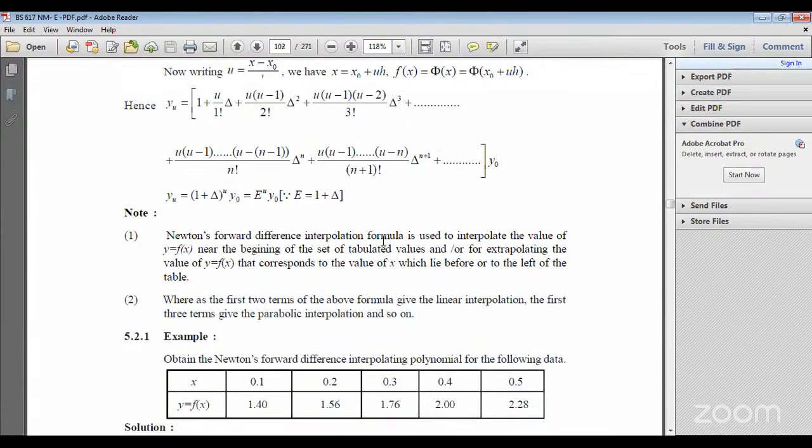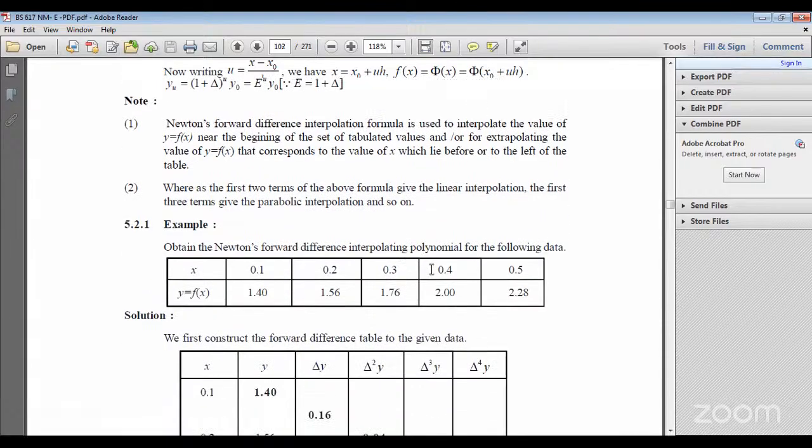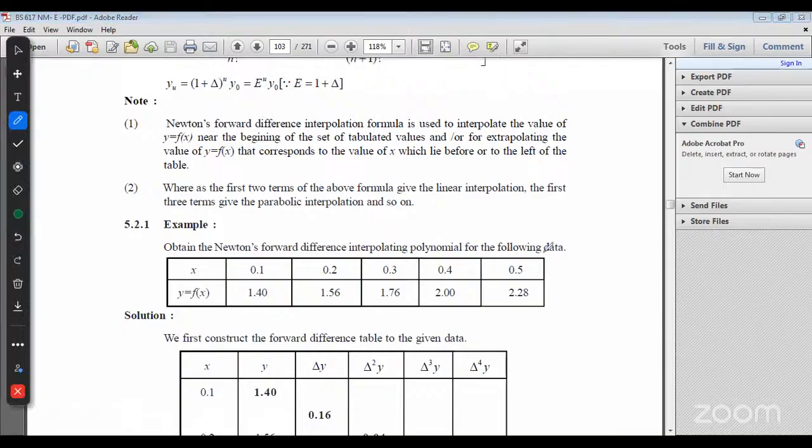So therefore Newton's forward difference interpolation formula is used to interpolate the value of f(x) near the beginning of the set of tabulated values, that is for values of x which lie before, at the left of the table. Suppose we take one table here: obtain the Newton forward difference interpolating polynomial.